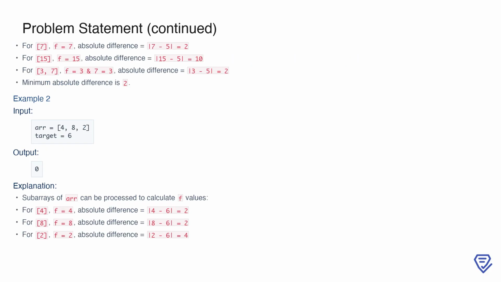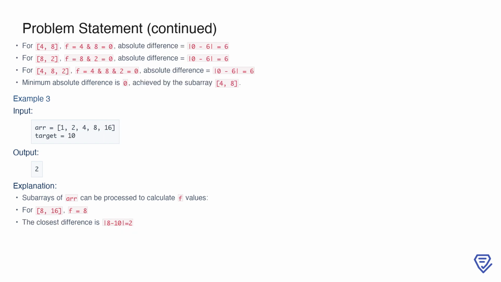We can continue exploring the subarrays of the array to calculate the function value and the absolute difference. For the subarray [7], the function evaluates to 7, making the absolute difference |7 - 5| equals 2. Similarly, for 15, the function value is 15, and the difference is 10. When we look at multi-element subarrays, the function uses the bitwise AND operation. For instance, [3, 7] evaluates to 3 AND 7 equals 3, resulting in an absolute difference of 2. Among all these subarrays, the smallest absolute difference is 2. This highlights the importance of considering both single-element and multi-element subarrays when calculating the function values.